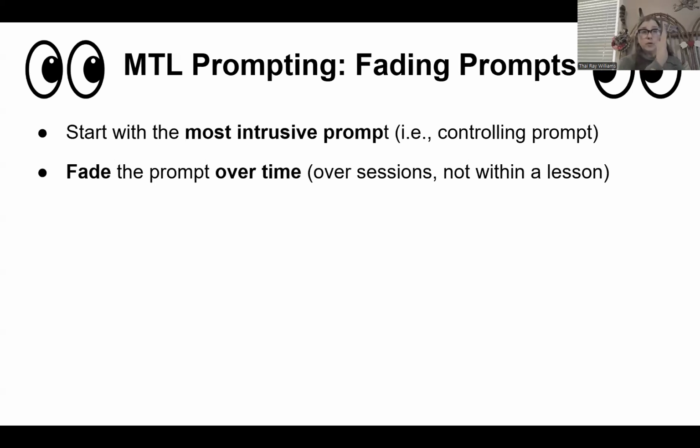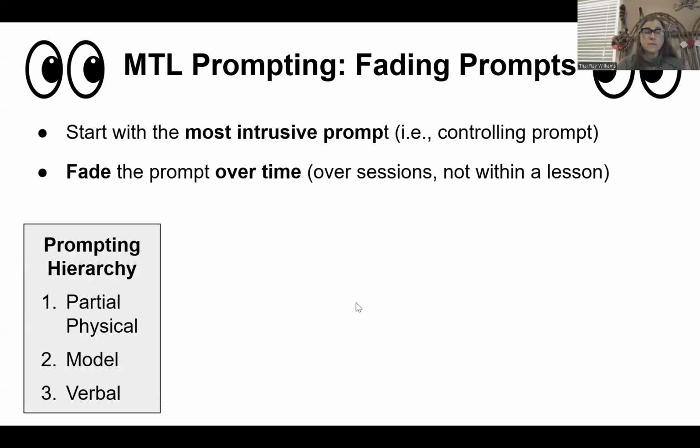And so typically you are going to fade it from session to session to session, not within lessons. I'm not saying that you couldn't do that, but I would not encourage it. It's typically done across lessons. And so let's look at what that fading might look like over time. So we're just going to come up with a pretend student, and this student's individualized prompting hierarchy includes the most intrusive prompt. His controlling prompt is a partial physical prompt. The next least intrusive prompt is a model, and then finally verbal.